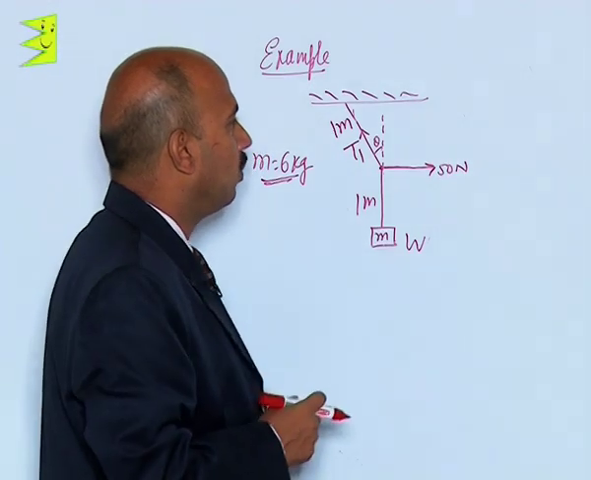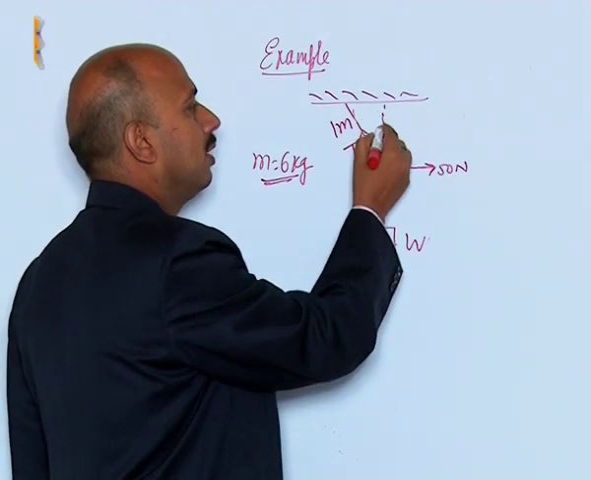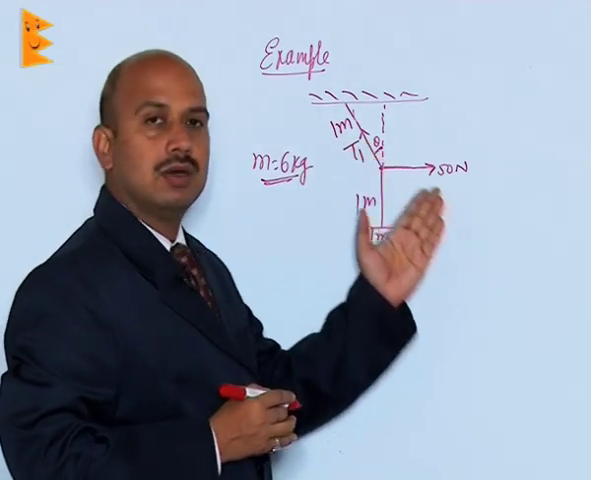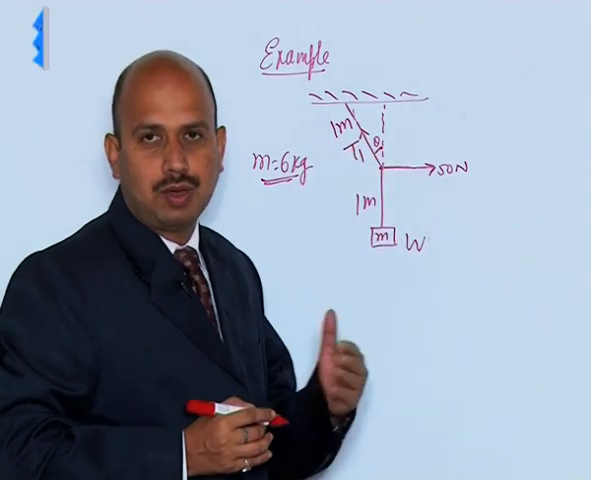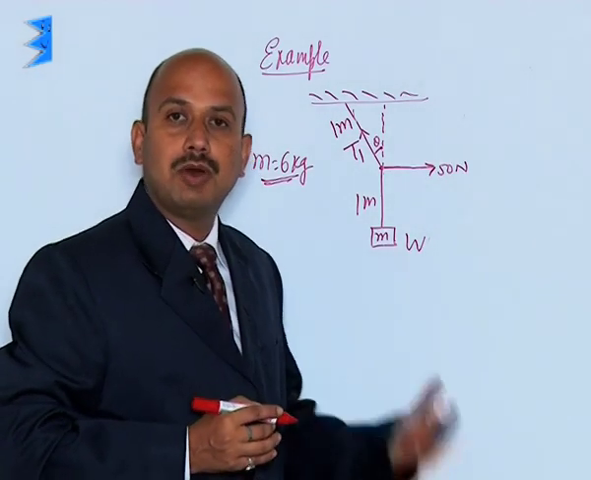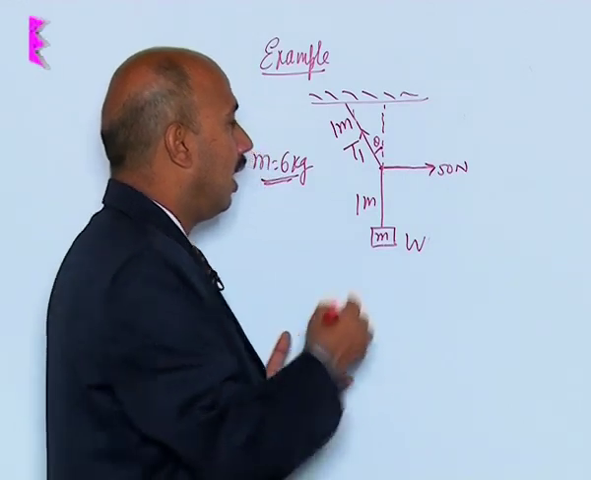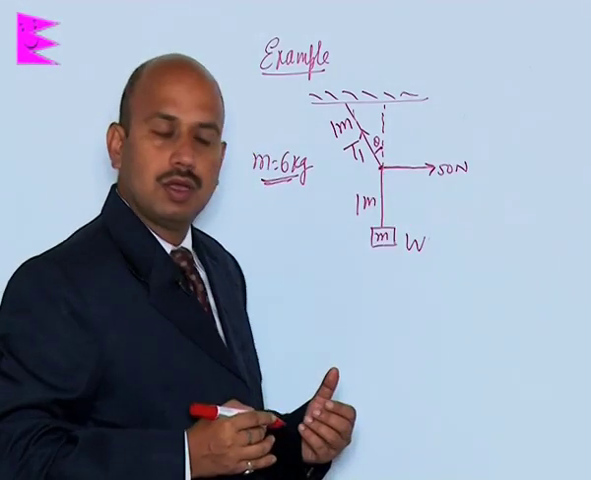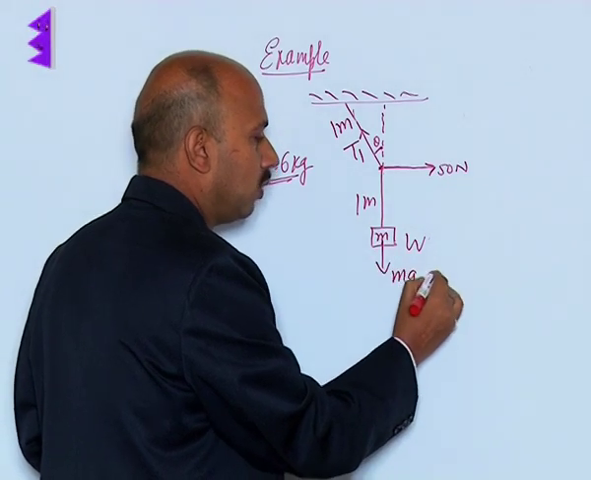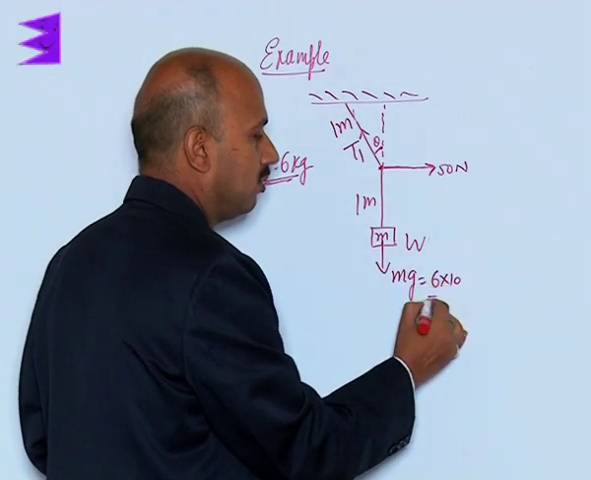Now you have to find out the angle made with the vertical, this one. So how much angle this string makes with the vertical, this we have to calculate. Now see here in this situation, first you see the number of forces acting at this point. See here mg is acting downside, that is equal to 6 into 10, that is 60 Newton.